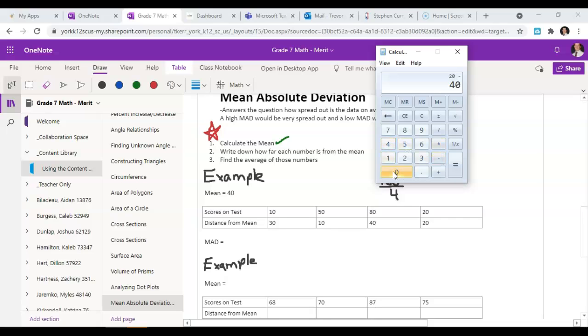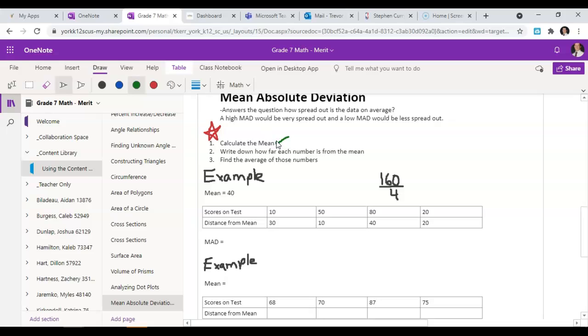Just be careful there in your calculator. If I do 20 minus 40, I would get negative 20. We don't care about positives and negatives. We're talking about absolute deviation, so absolute value, kind of like making it all positive. The distance can never be negative. I don't know what negative 20 feet looks like. I could do 20 feet in front of me or 20 feet behind me, but negative 20 feet doesn't make sense. So make sure your distance always has to be positive. Good. So step 2 now is complete.